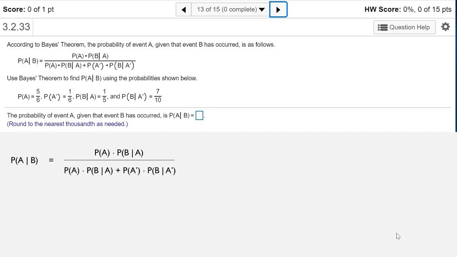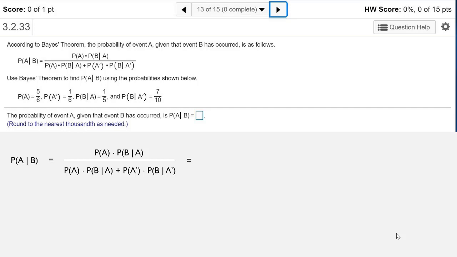Probability of A given B is probability of A times probability of B given A, divided by the probability of A times the probability of B given A plus the probability of A prime times the probability of B given A prime. I hope that you notice when you look at this fraction that the numerator is exactly the same as the first term in the denominator. Right? There's two terms being added in the denominator. The first one is the same as the numerator. Okay, so we're just going to plug these numbers into the right spots.